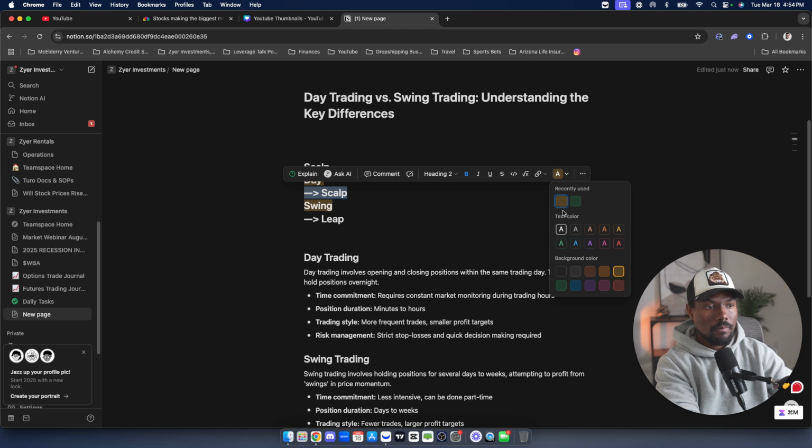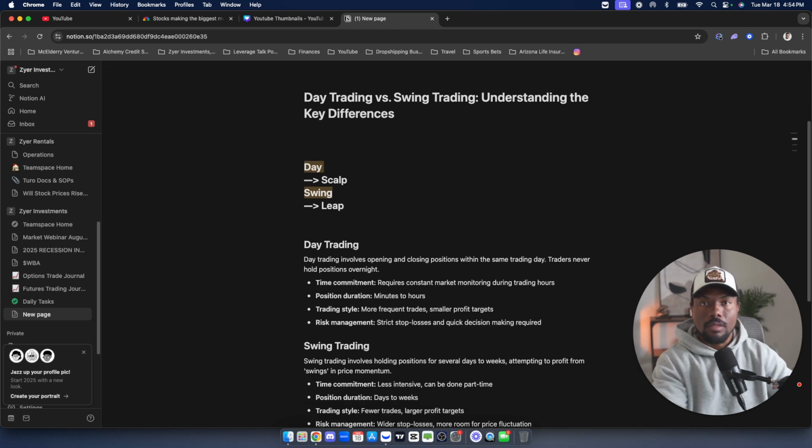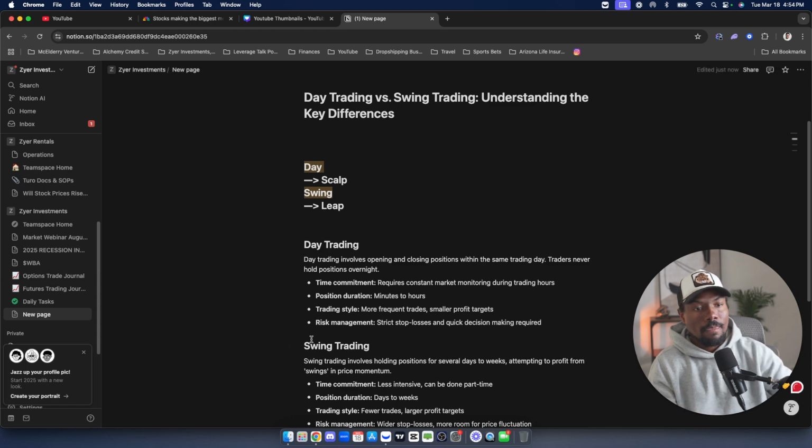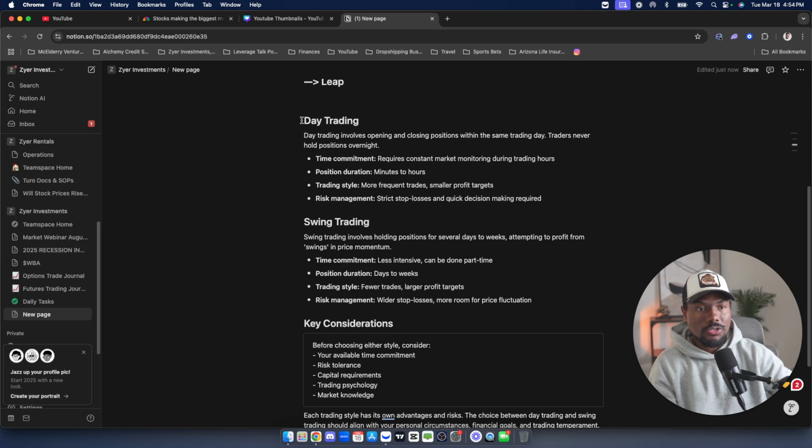Okay. And it'll look like that. And this will make sense as we go along. So a day trade, the time commitment on a day trade, and I'll read the definition here. Day trading involves opening and closing positions within the same day trade period. Traders never hold positions overnight.